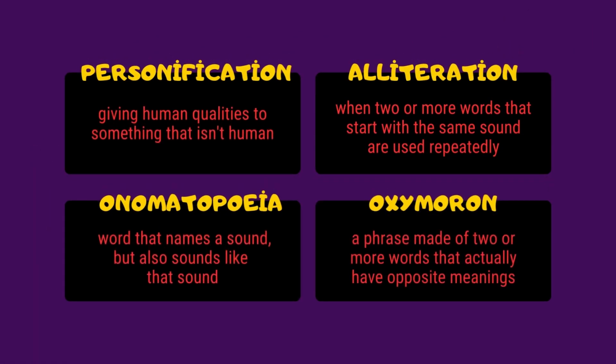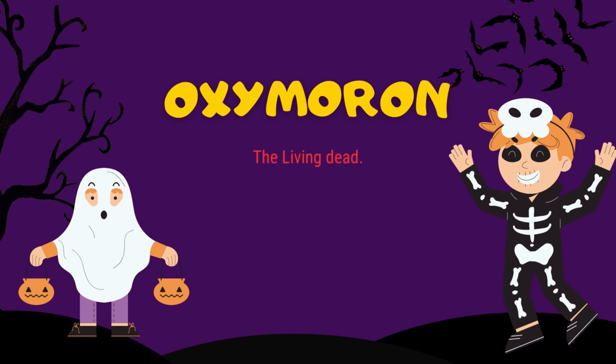Personification: giving human qualities to something that isn't human. Alliteration: when two or more words that start with the same sound are used repeatedly. Onomatopoeia: a word that names a sound, but also sounds like that sound. Oxymoron: a phrase made of two or more words that actually have opposite meanings.